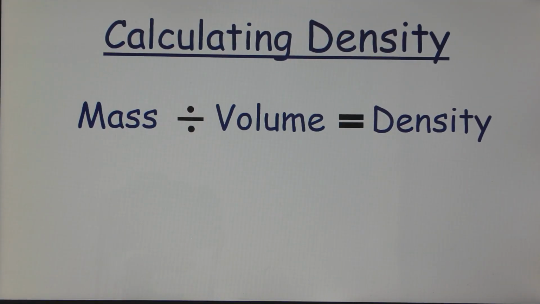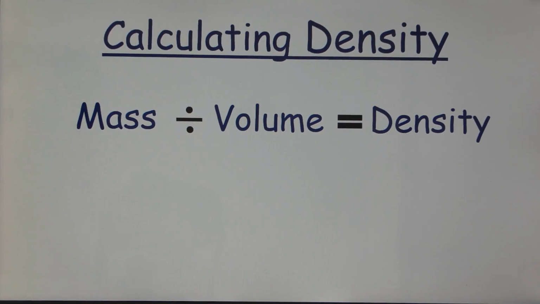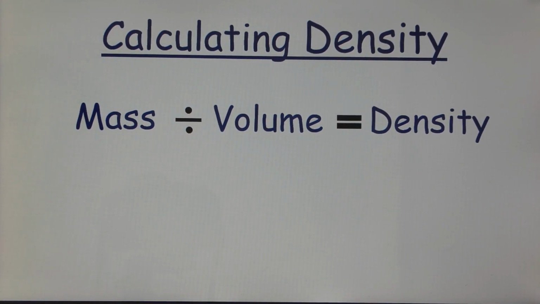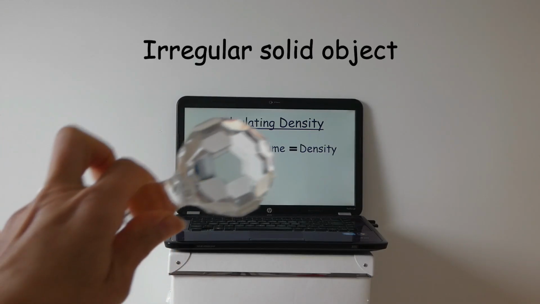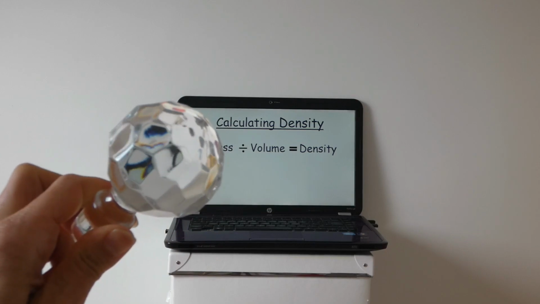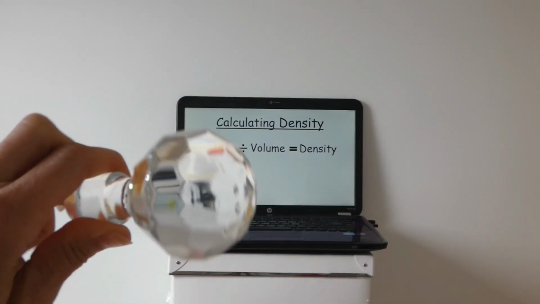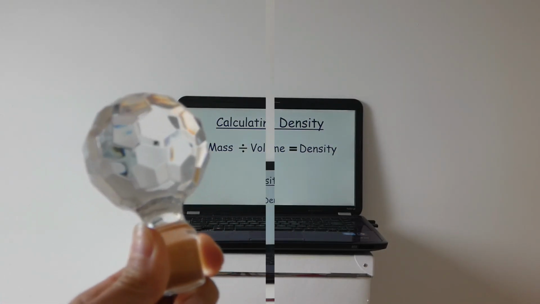Okay, it's about time we did a little practical work here. So we're going to use our density equation of mass divided by volume is density, and we're going to find out the density of 2 different objects. We're going to find out the density of this item. Second item is rather valuable. I need to be careful with this. It's a lead crystal stopper from a decanter.